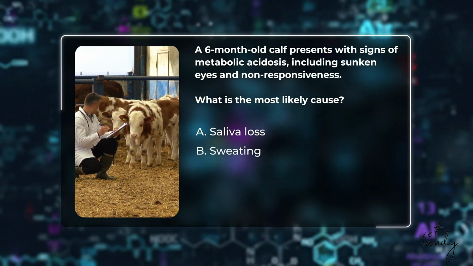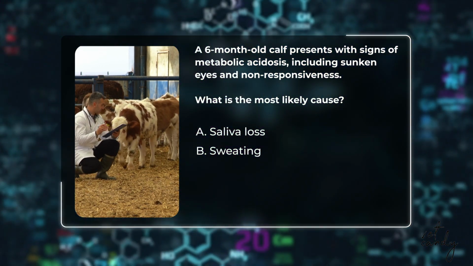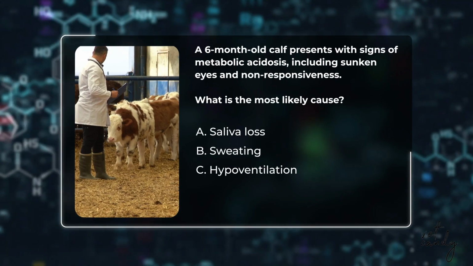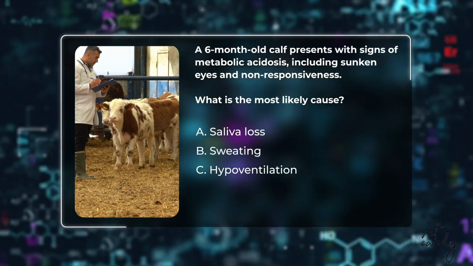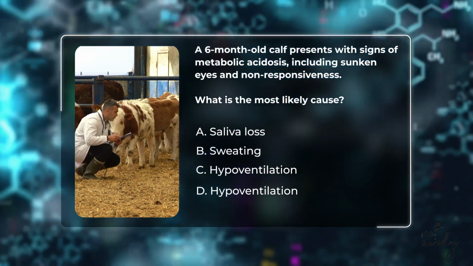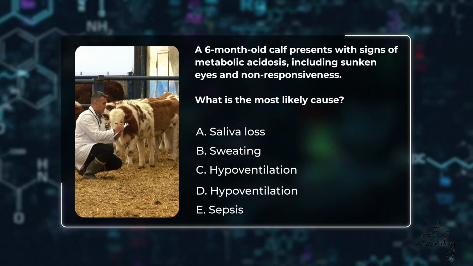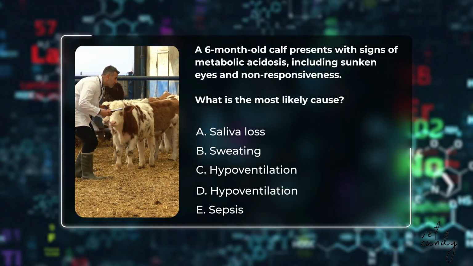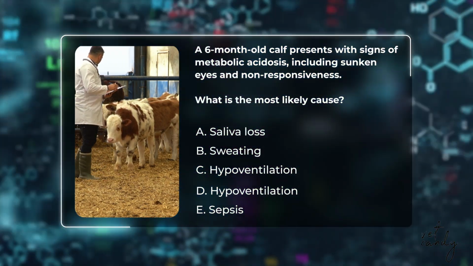Answer B, sweating, IV fluids with bicarbonate. Is it C, hypoventilation, IV fluids with bicarbonate? Answer D, hypoventilation, oxygen therapy. Or E, sepsis and antibiotics. Take a moment now to think about what answer you'd like to choose and put it in the chat box below.